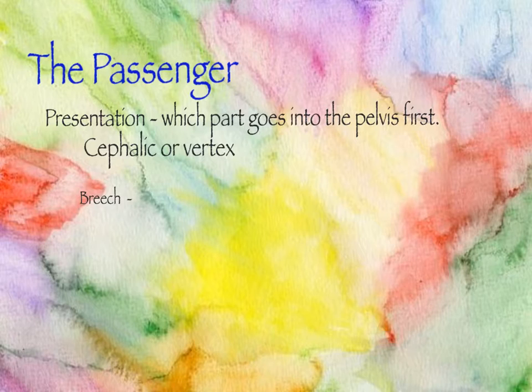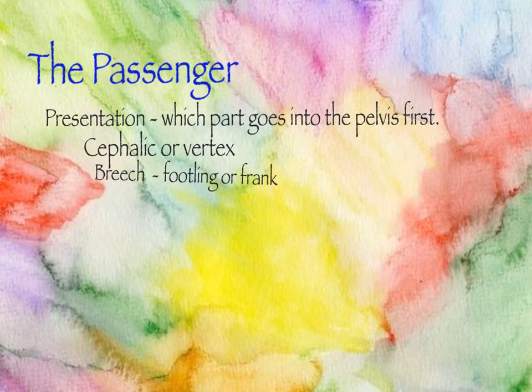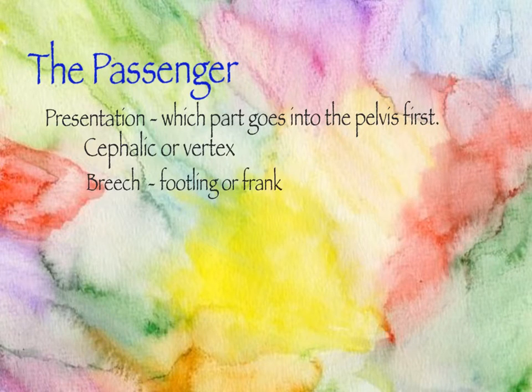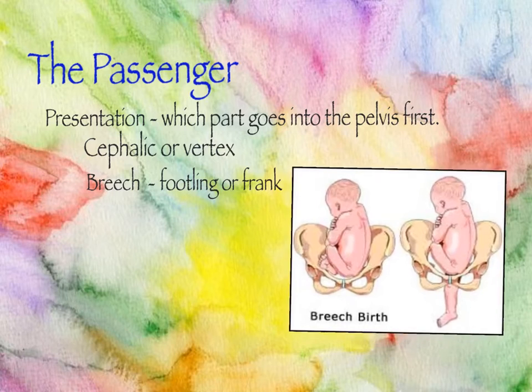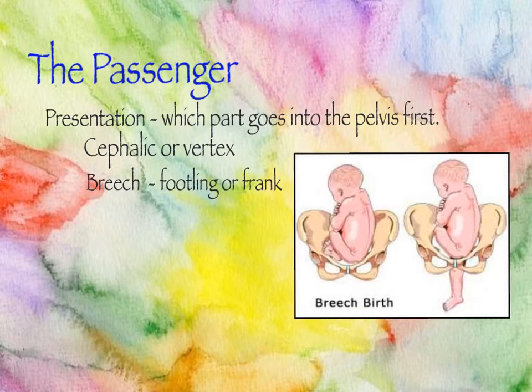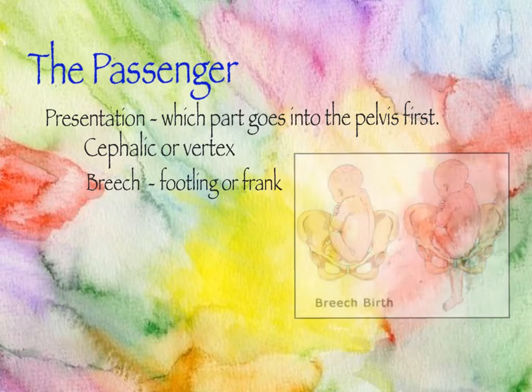Breech. And breech can be either footling or frank. Frank breech has the buttocks first, footling, just like it sounds, we're looking at feet first. And here we have a picture of breech presentation. On the left, we have a frank breech, buttocks first. On the right, we have a footling breech. There's the foot. Okay. And so that is what happens with a breech baby.